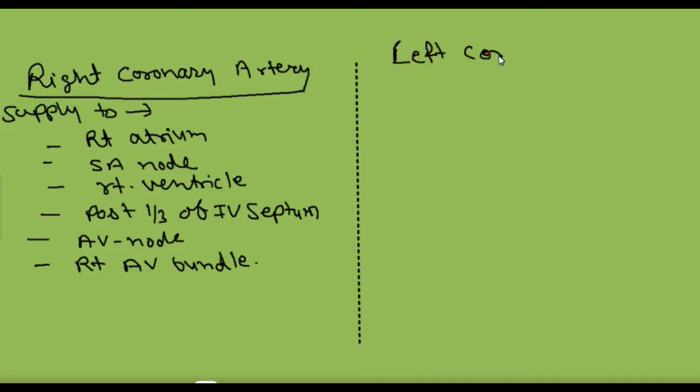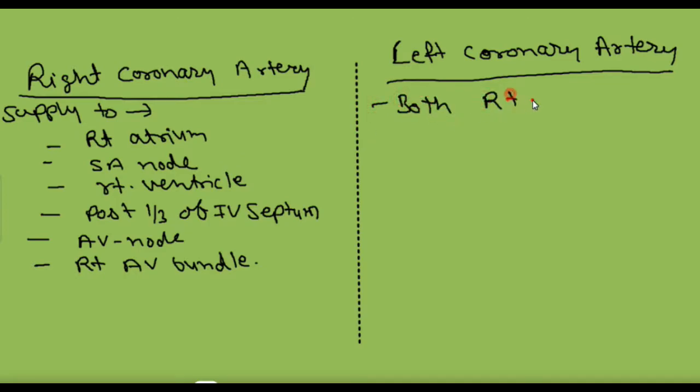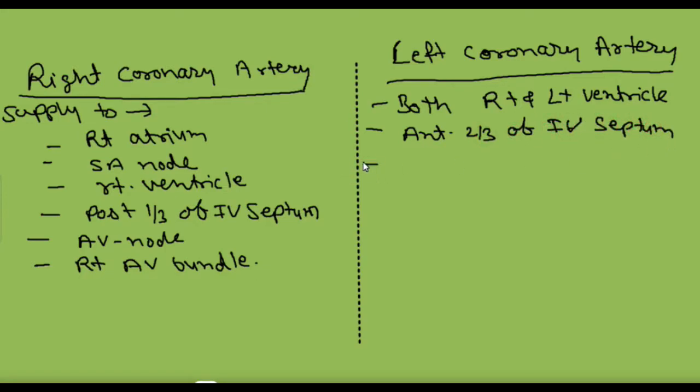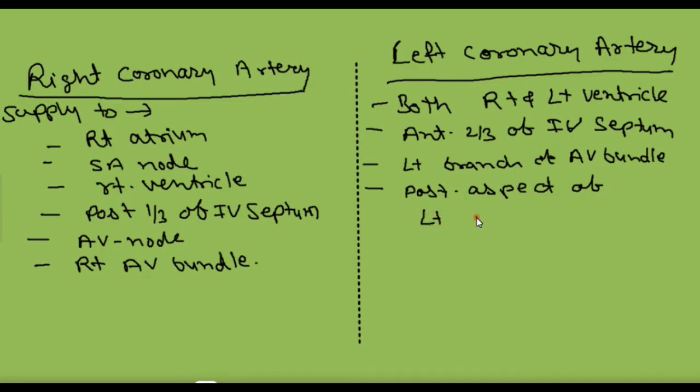Next we have the left coronary artery. It supplies both the right and left ventricle, the anterior two thirds of the interventricular septum, and the left branch of the AV bundle, on the posterior aspect of the left atrium.